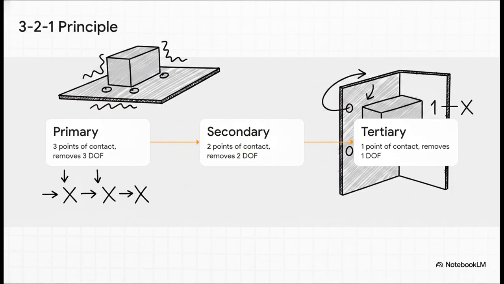Next up, you push the part against your secondary datum, which requires a minimum of 2 points of contact. This establishes your orientation, stopping the remaining rotation and removing 1 more translation, so that removes 2 more degrees of freedom total. And finally, you slide the part against the tertiary datum, which only needs 1 single point of contact. This acts as the final locator, removing the last remaining degree of translation. 3, 2, 1, boom. Your part is now completely and reliably locked in space.